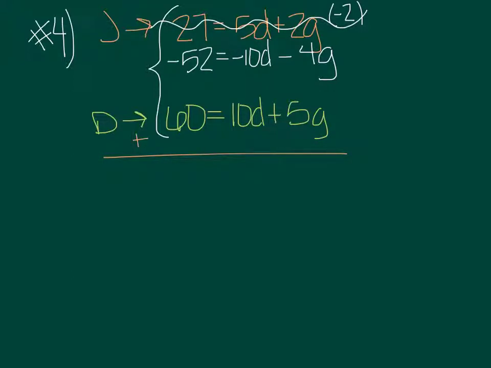-54 plus 60 is a +6. -10D plus 10D is 0D. We have eliminated the D term. -4G plus 5G is 1G or G. So here's what we've learned already is that ornamental grass costs $8.